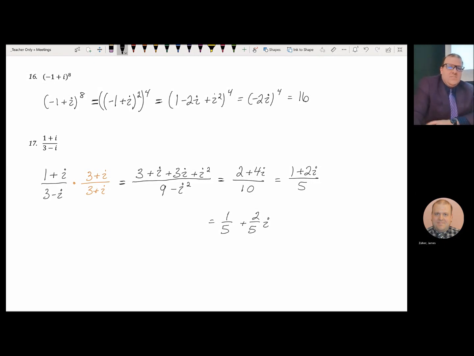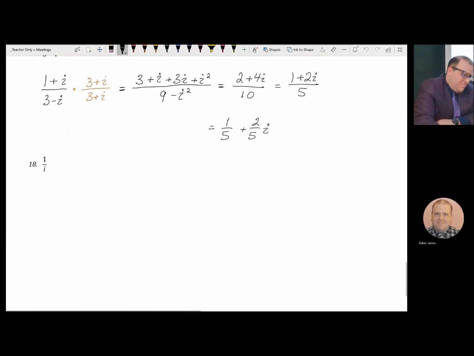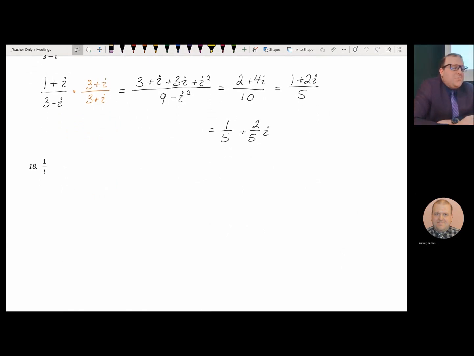Like this division was easier than the multiplication. This problem, I guess. Anything like a square root in each one. This one's not bad.